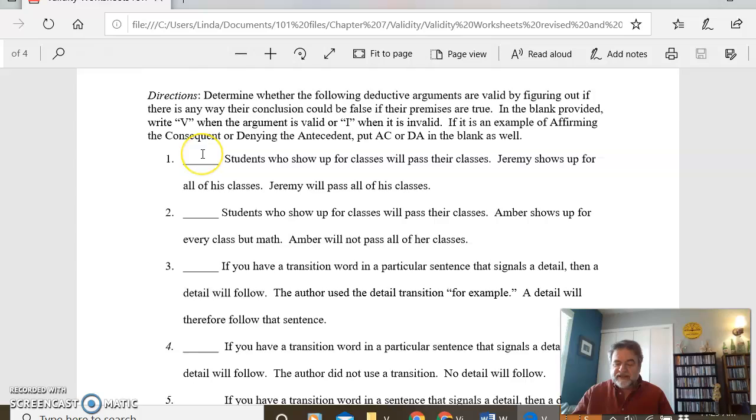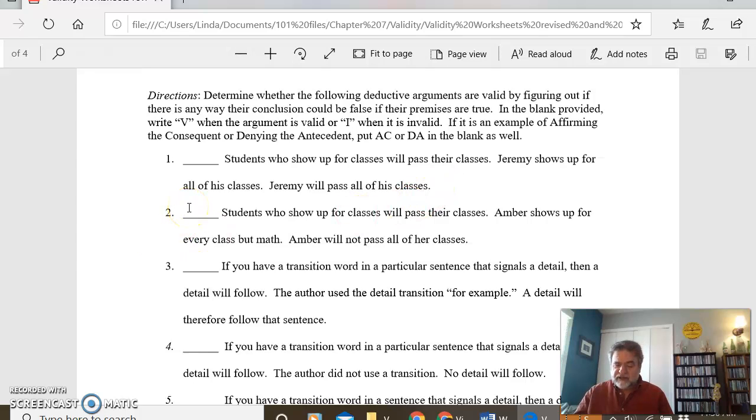Number 1 is valid, and you have to take it for what it is saying. Students who show up for classes, you can put it this way, if students show up for class, they will pass their classes. So it's valid to say he shows up for his classes and he'll pass. That's the only condition that's given. And so therefore it's valid.